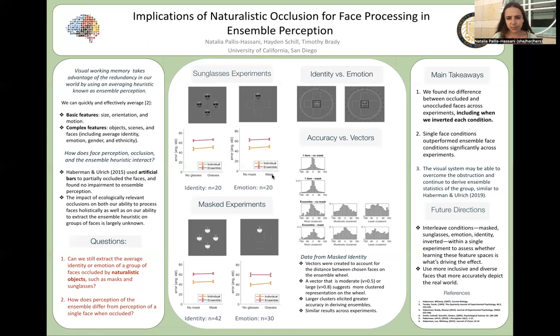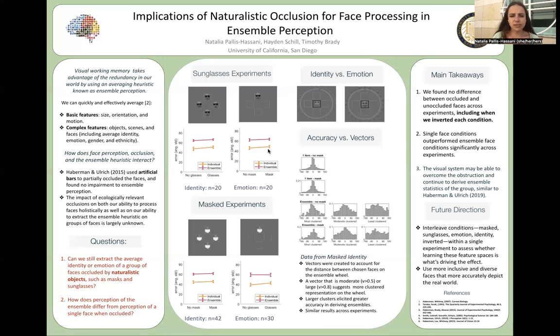What we find is that participants are generally equally accurate for both occluded conditions as they are for non-occluded conditions. In other words, the error was roughly the same whether the faces were covered by masks and sunglasses or not, suggesting that we are able to overcome the obstruction and still derive the ensemble of the faces with or without occlusion. We did see a significant difference in individual conditions as compared to ensemble conditions, which merely suggests that the single face task might just be much easier than the ensemble face task.